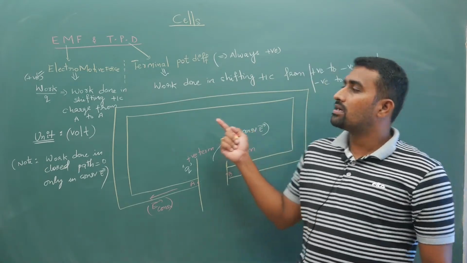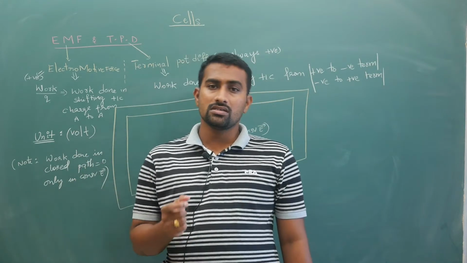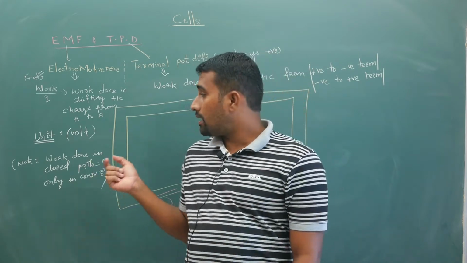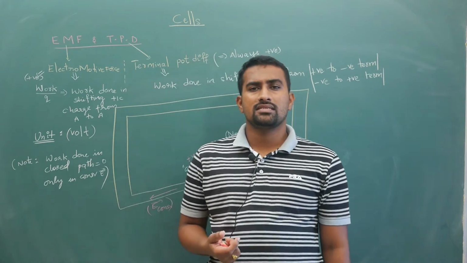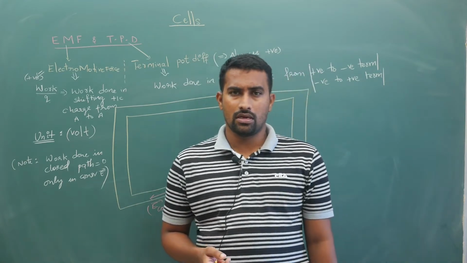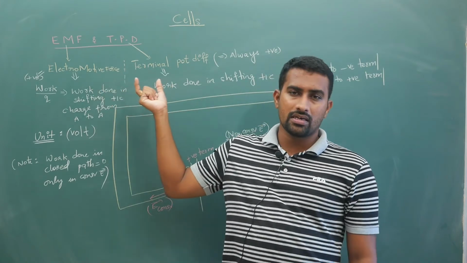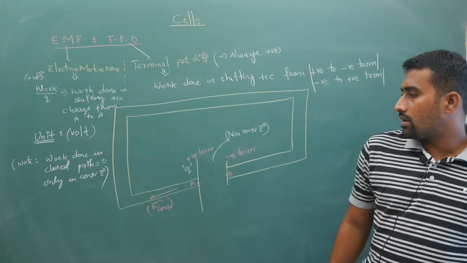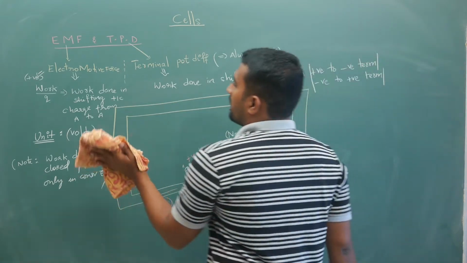So hope you have understood the difference between EMF and terminal potential difference logically. Now I will take a cell with some internal resistance and then I will explain. Then you will have great clarity of what is EMF and terminal potential difference mathematically. So hope you have copied this. I will erase this stuff and move ahead.